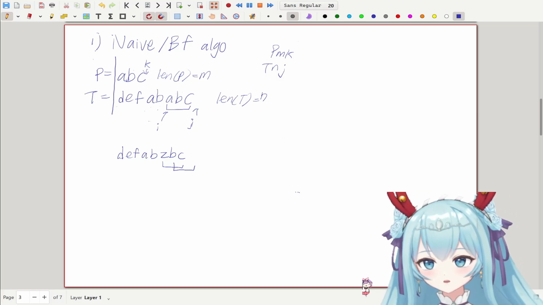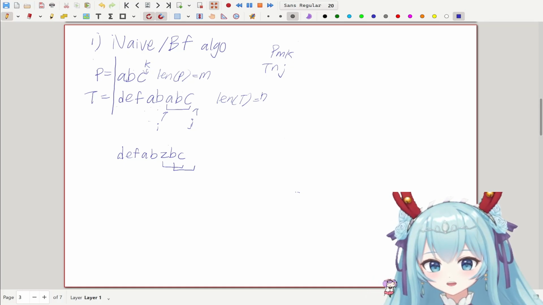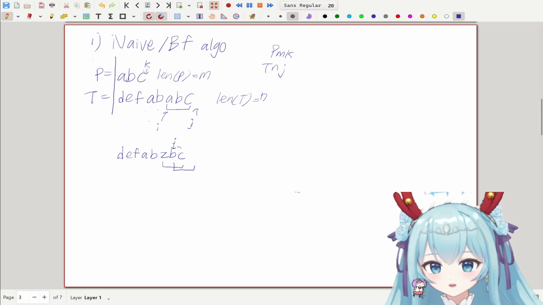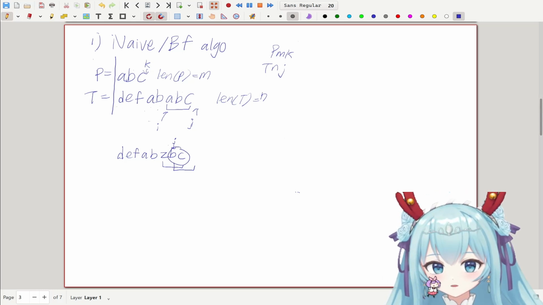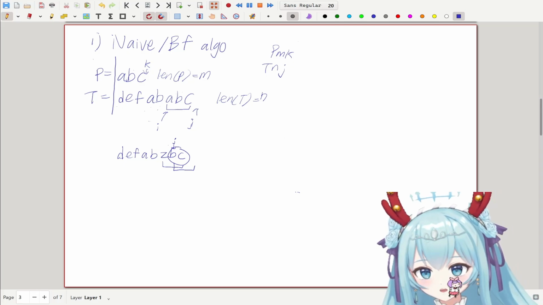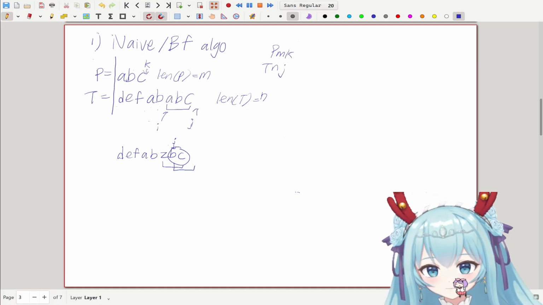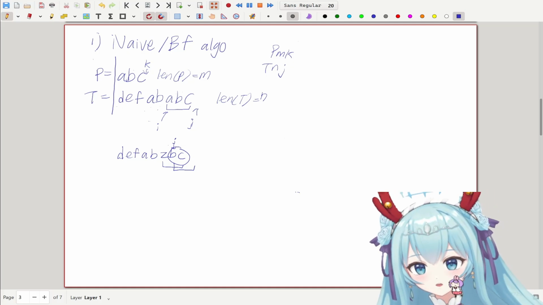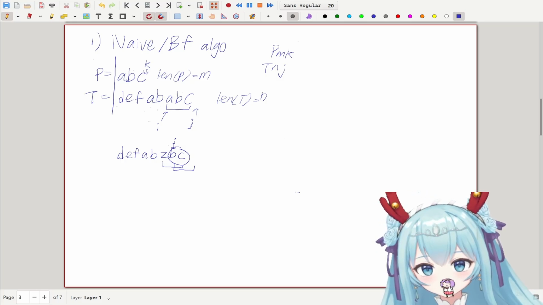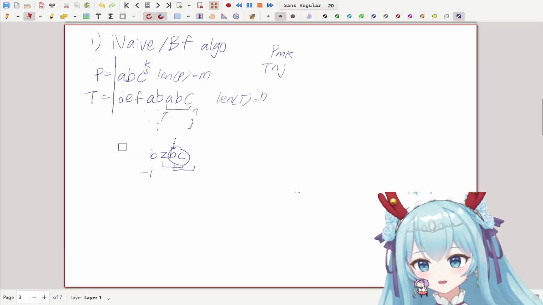So in this case, once j reaches here, there are only 2 characters left. But then P has 3 characters. So no matter how you think about it, it will definitely fail, because 2 characters cannot match 3 characters. So in case P does not exist in T, we'll just return -1. Okay.